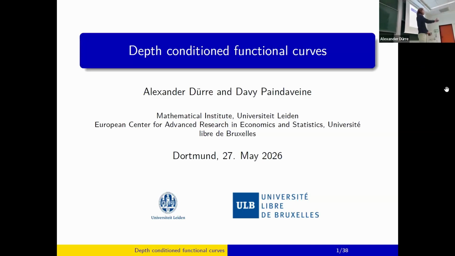And I will speak, like you said, about the joint project with Baby. And I start with an example. We are both more working theoretically, so we're not so much interested in the example, but it's always nice to have an example to understand what it's about.